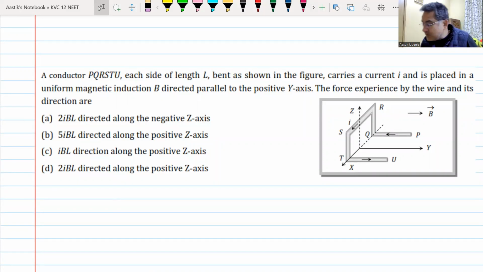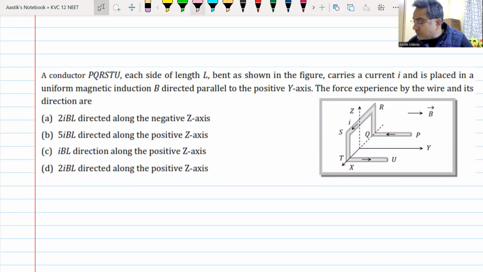This is the next question. A conductor PQRSTU, each of side length L, is bent as shown in the figure. It carries a current I, is placed in a uniform magnetic field B, which is parallel to positive y-axis. Here y, x and z-axis are in a different orientation. What is the force experienced by the wire and its direction? I'll give you 2 minutes to give me the answer.